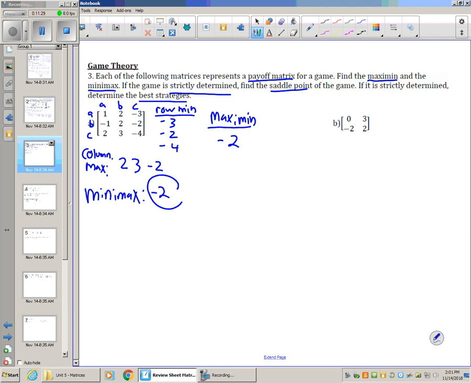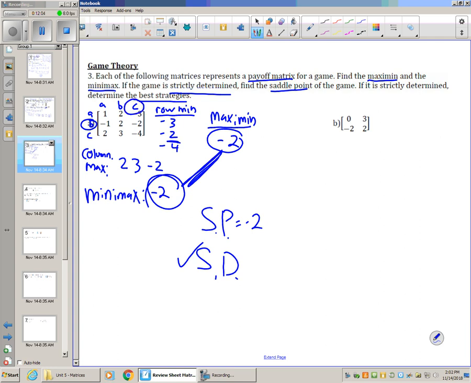All right. So since we have a min-max and a max-min being the same value, that's called a saddle point. So my saddle point in this case is equal to -2. That tells us that we have a strictly determined game, and because of that, we can determine the best strategies. For the person in the rows, the best strategy is the one that gave him that -2, which would be strategy B. For the person in the columns, the one that gave him -2 was column C, so his best strategy is to always play C. And that's it. That's how you do this problem. That's the work.